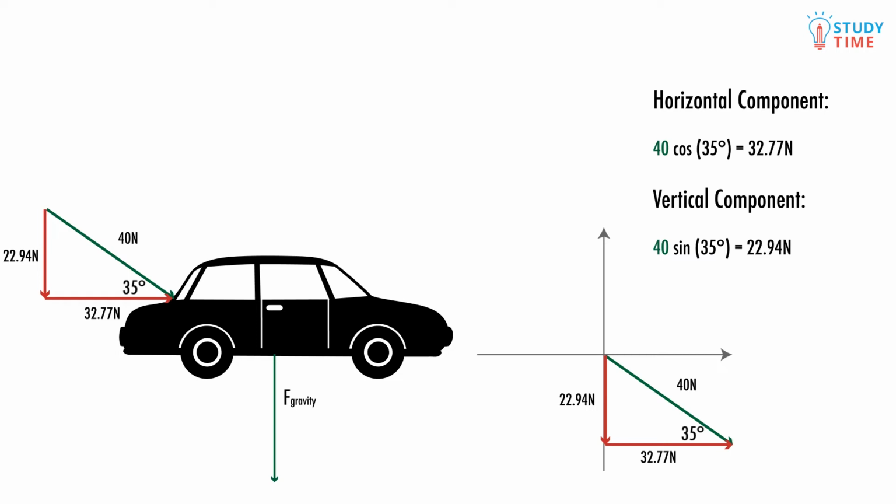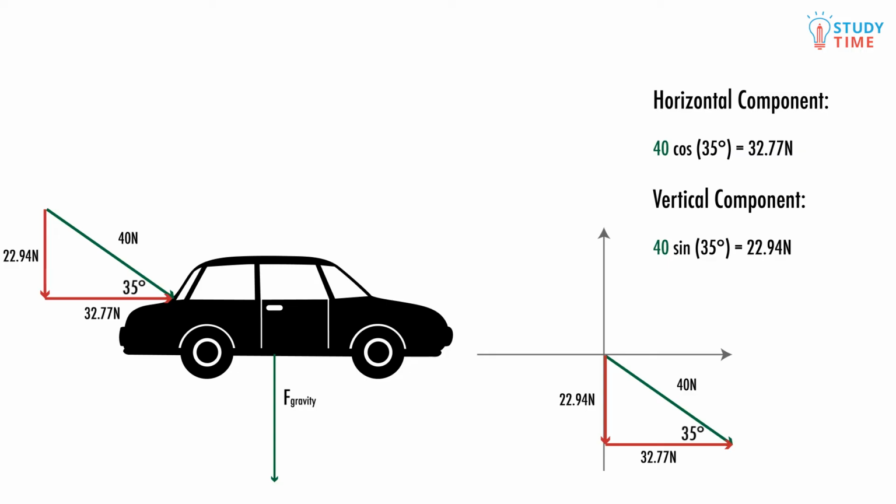Pretty painless, huh? We can find the vertical component also, using the sine ratio in the same way. 40 newtons times the sine of 35 degrees equals 22.94 newtons. That sucks, eh? We're pushing the car into the ground with a force of almost 23 newtons. What a waste of energy.